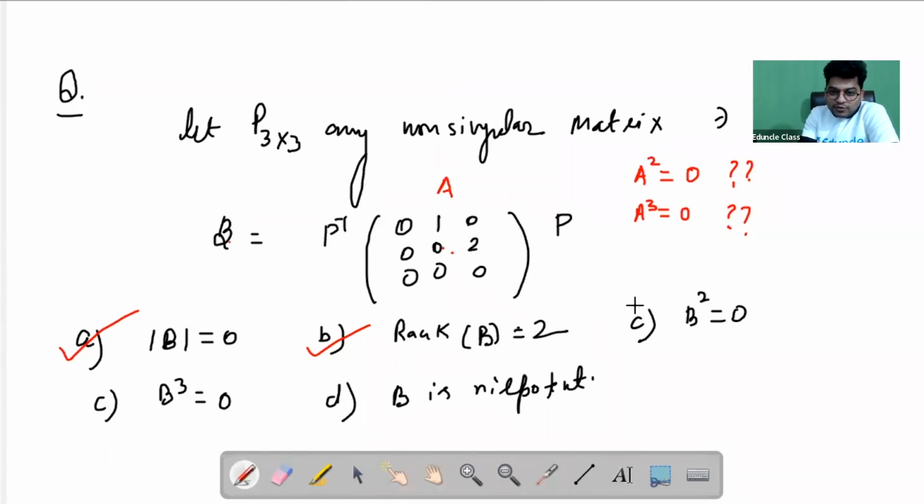So A square 0. It means B square is also 0, because B square is equal to P inverse A square P. B square 0. And A cube 0, then B cube 0. And B is also called nilpotent with index 2.